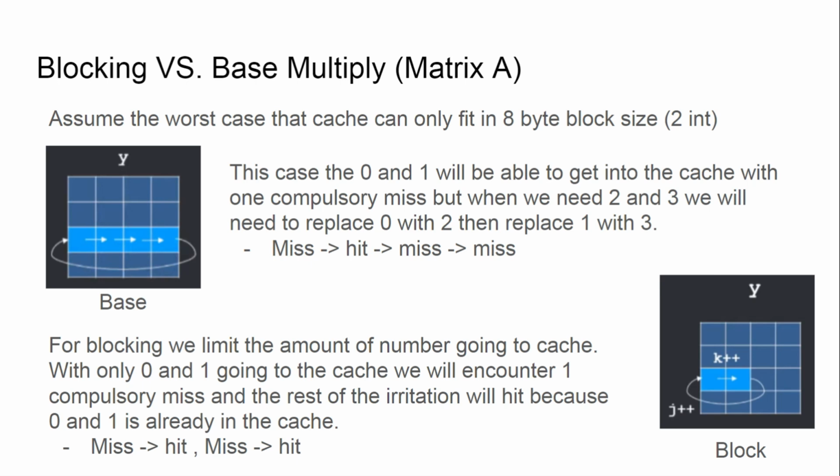But for blocking, we limit the amount of numbers going to the cache so that it fits in the block size. So in this case, it's only 0 and 1 that go to the cache, and we encounter one compulsory miss. And then the rest of the loop will hit because 0 and 1 are already in the cache. So, miss, hit.